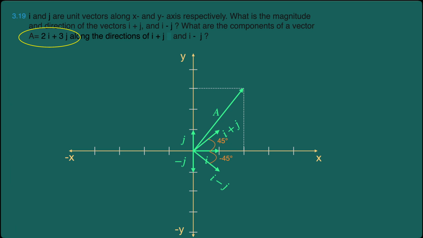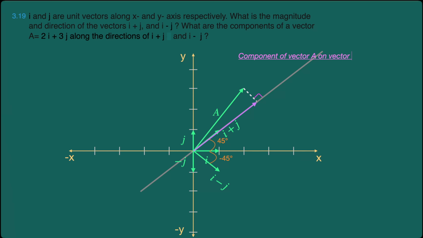Now, to find the component of A along i plus j, we'll first draw a line in the direction of the vector i plus j. Next, from the tip of vector A, draw a perpendicular to this line. The pink vector obtained along the direction of i plus j represents the component of vector A along i plus j. Now, let's calculate this component mathematically.